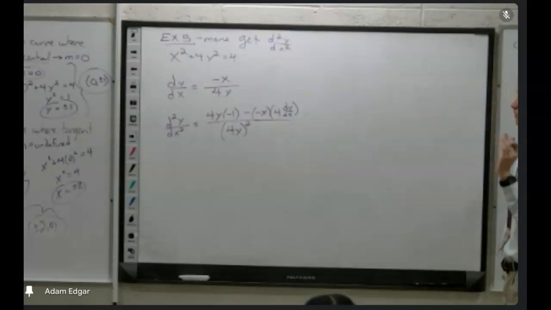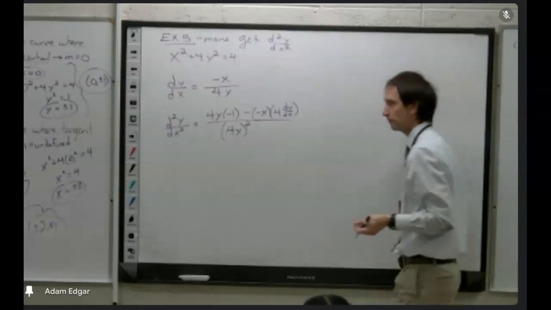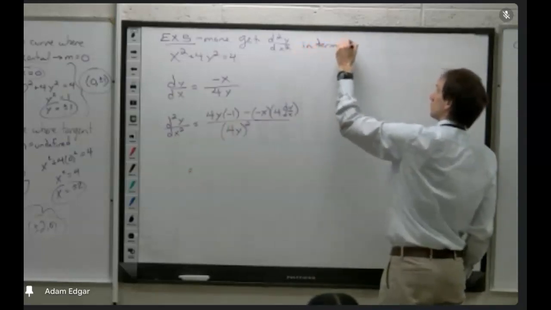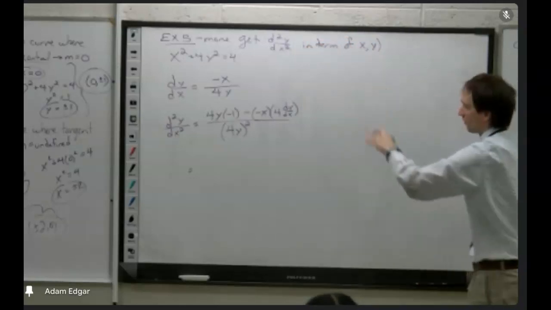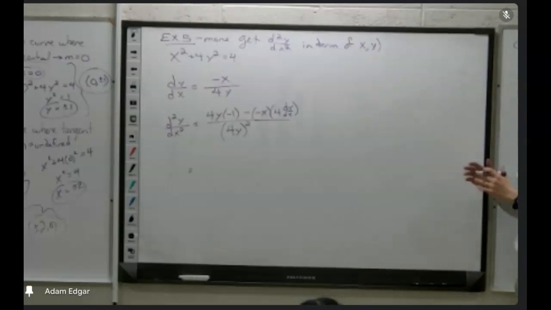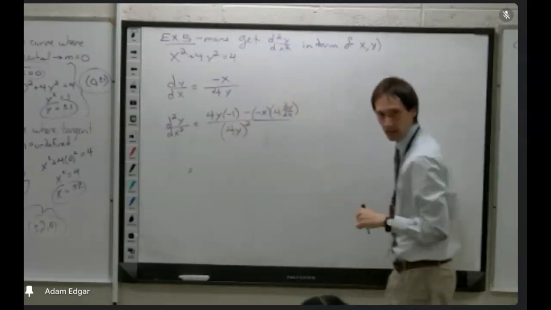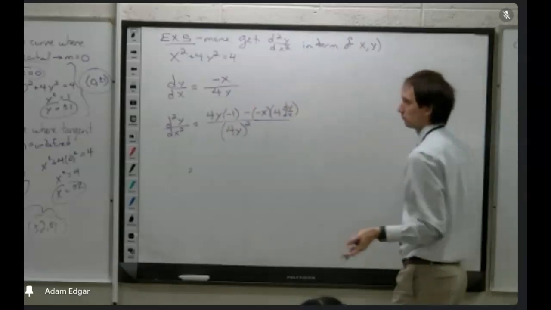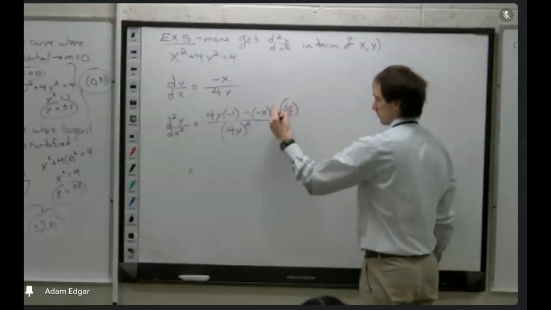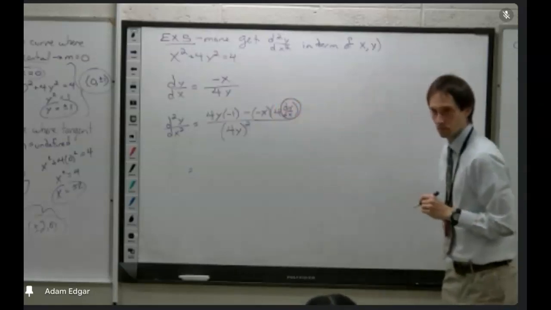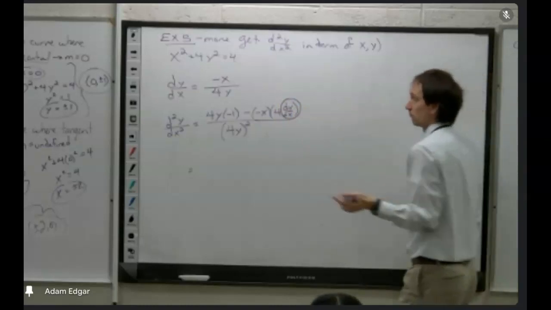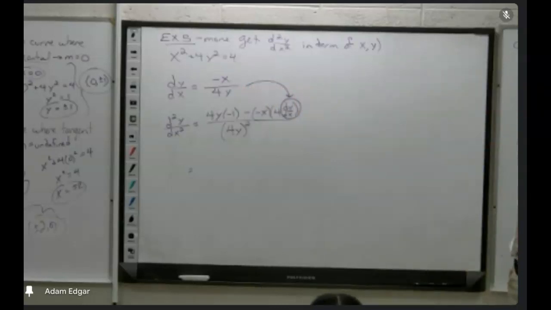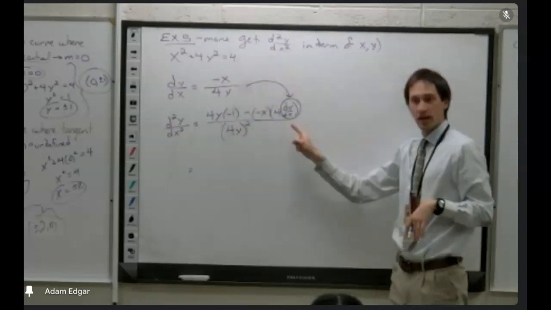Now, cleaning this up is fun. We want the derivative in terms of x and y. So we want the second derivative to be totally dependent on x and y. Right now, it's dependent on x and y and dy dx. So, what do you know about dy dx? What is it the same as? You already found it. So it's negative x over 4y. Substitute that in where you see dy dx.